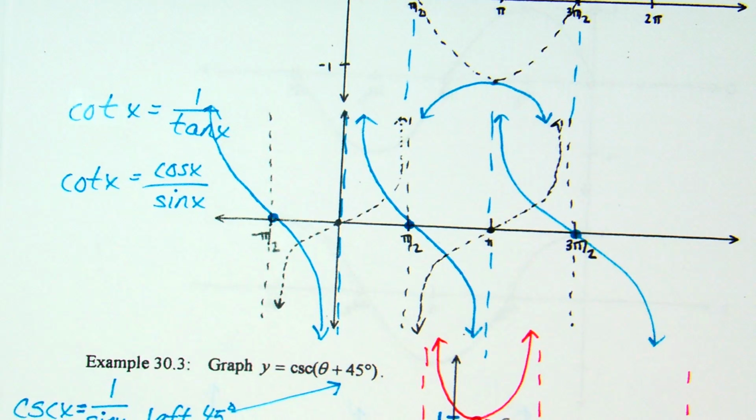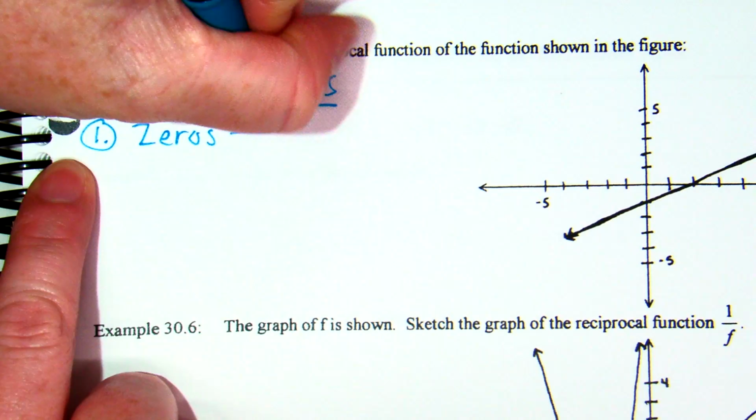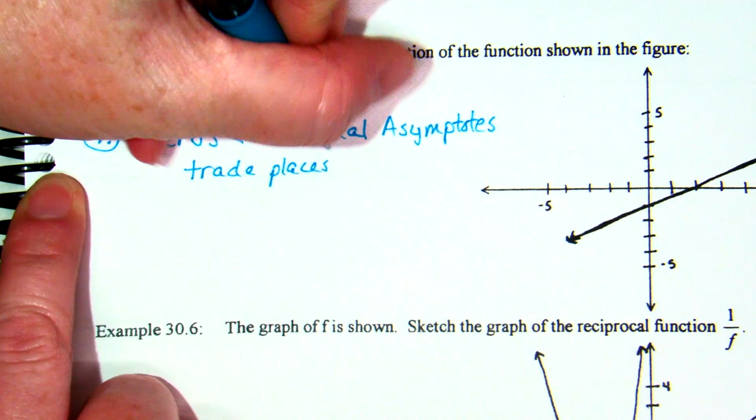And so my first key point I'm going to write is that zeros trade places with vertical asymptotes. So however you want to write that. That's what I'm writing.